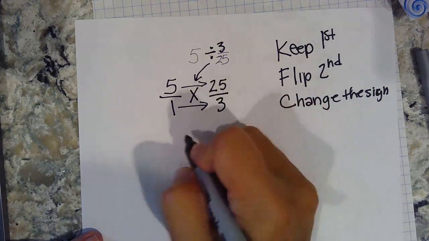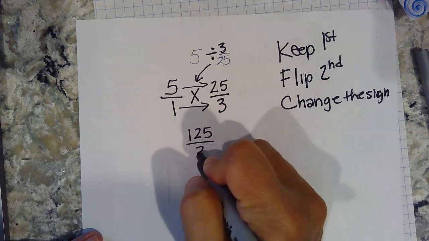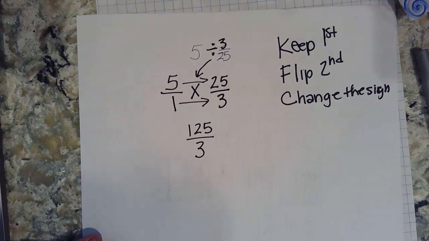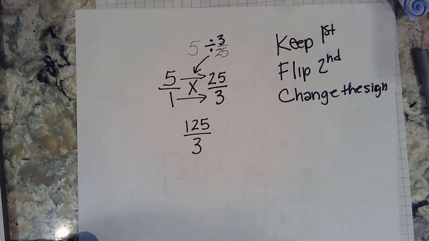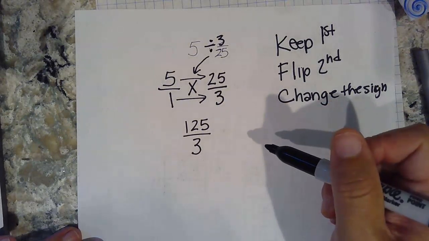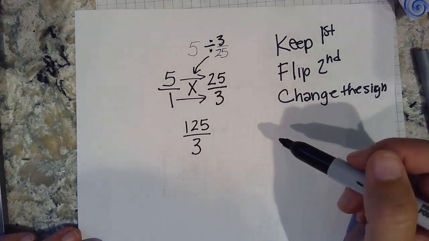So 5 times 25 is 125. 1 times 3 is 3. Now we have an improper fraction, so we would need to change this to a mixed fraction. I'm a teacher that actually prefers it this way, but a lot of your teachers, and you'll see it on tests, have already changed this to a mixed fraction.